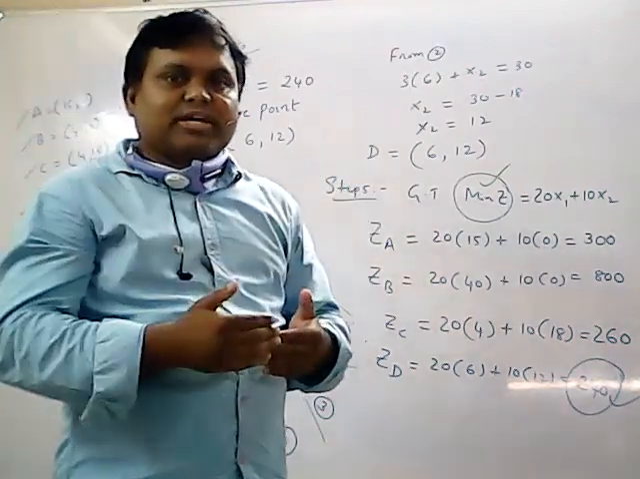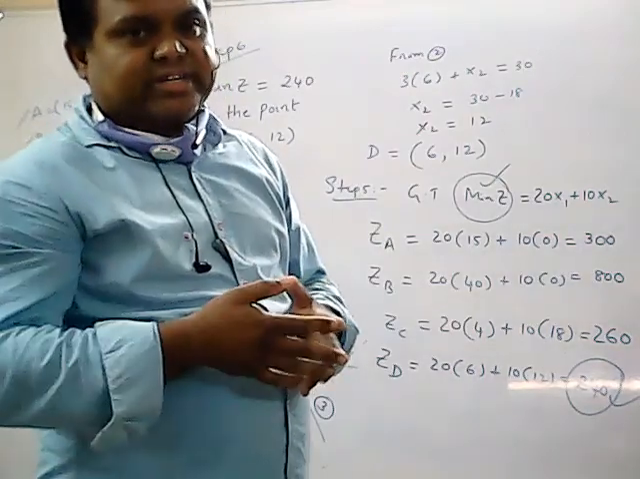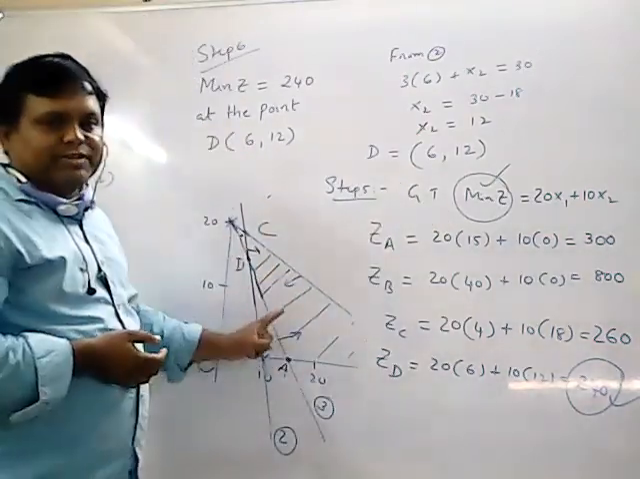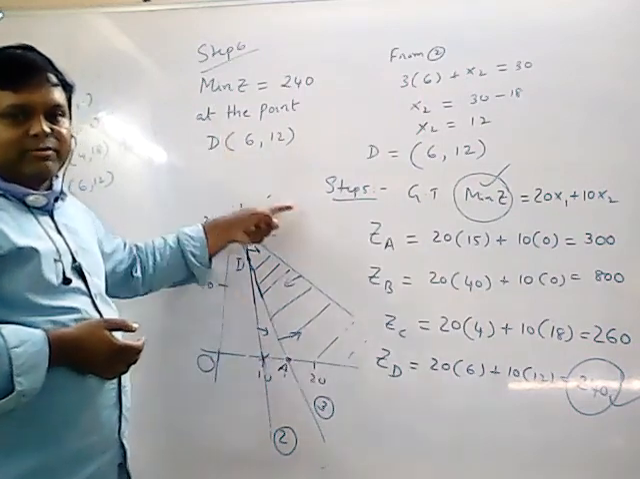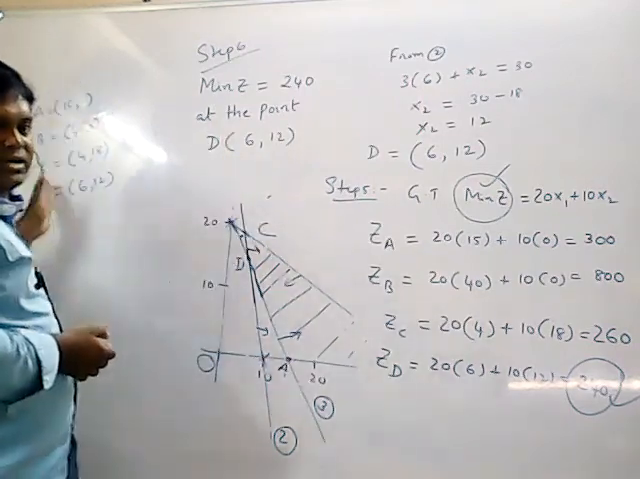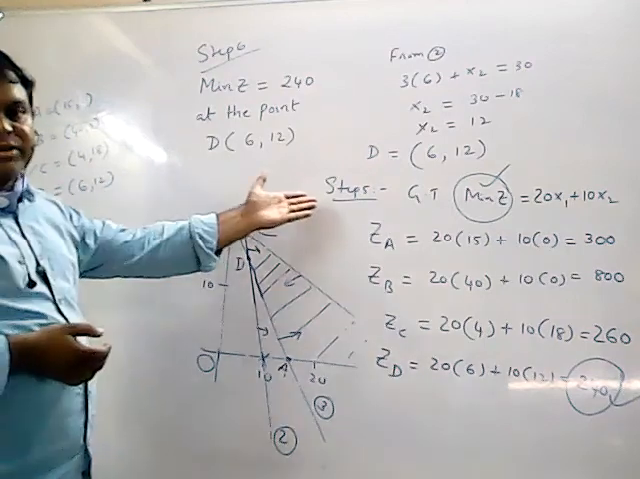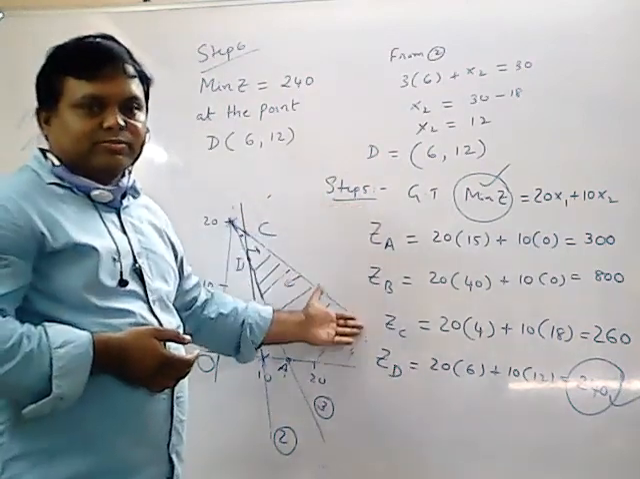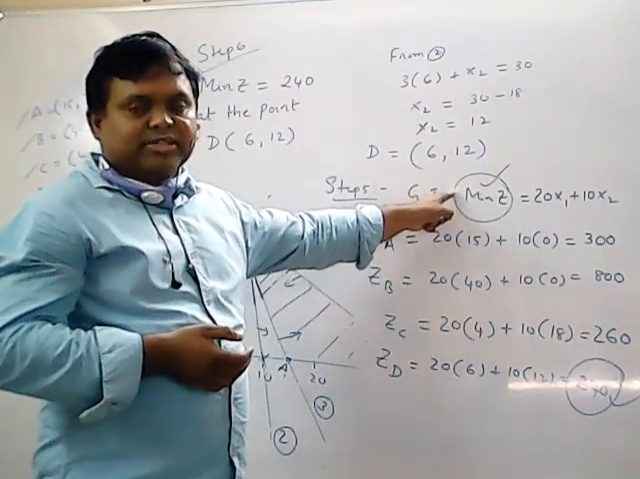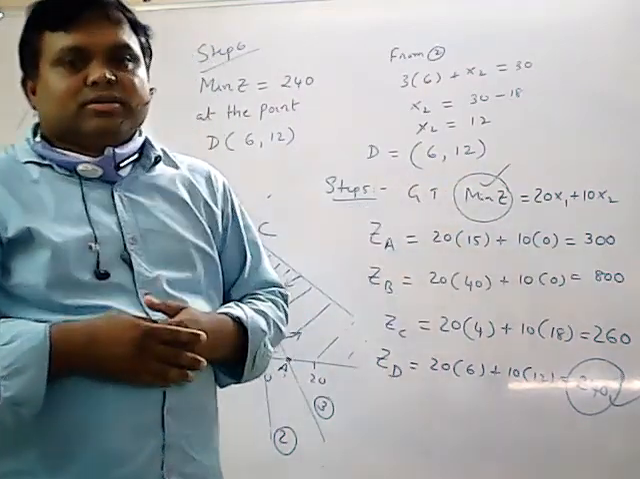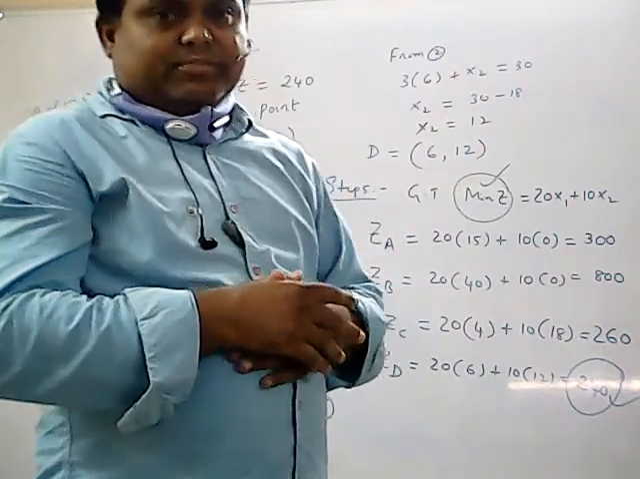Less than or equal to means below the line is shaded, greater than or equal to means above the line is shaded. So you have identified the feasible region, and after that you identified the corner points of the feasible region. After that you take your objective function and substitute the corner points. Because the objective function is minimization, wherever you get the minimum value, that is your answer for this particular problem.